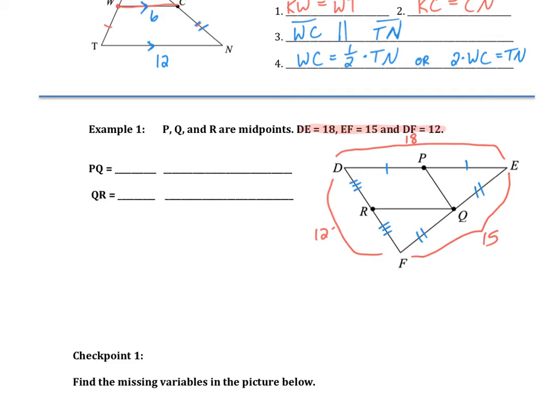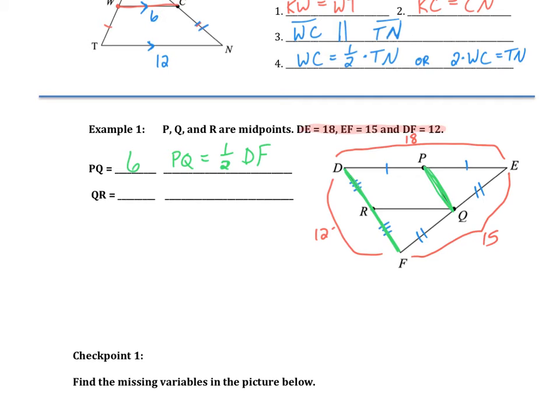Okay, so let's take a look. If DF, so if this side is 12, and look at PQ. PQ is a mid-segment because it connects two midpoints. So if DF is 12, how big is PQ? PQ is clearly smaller, and in this case, PQ is equal to 6, because PQ is 1/2 of DF. So 1/2 of 12 is 6.